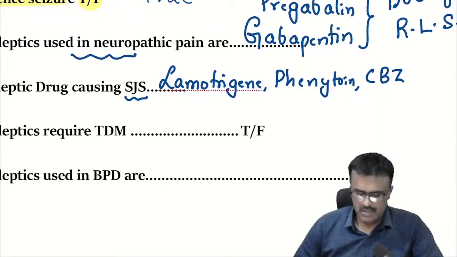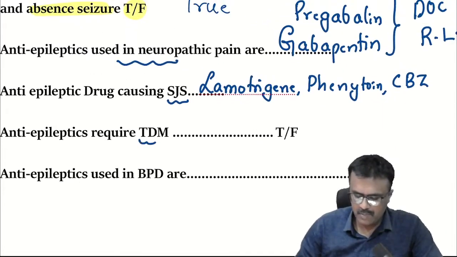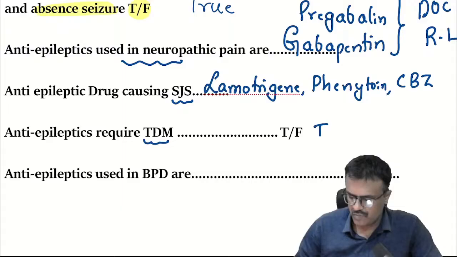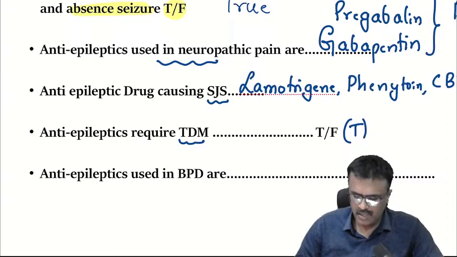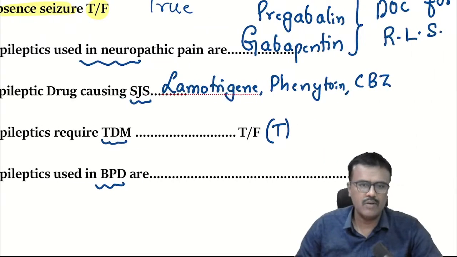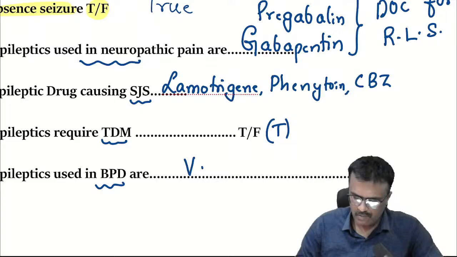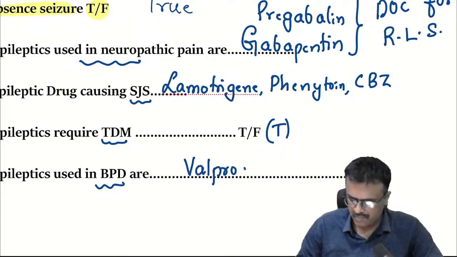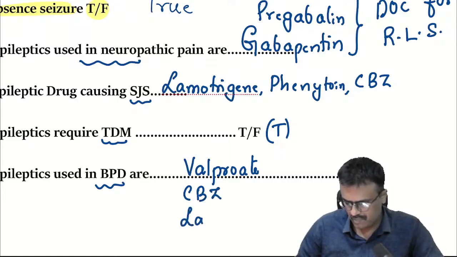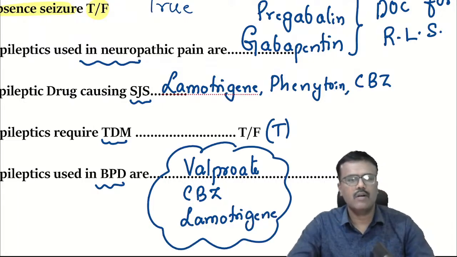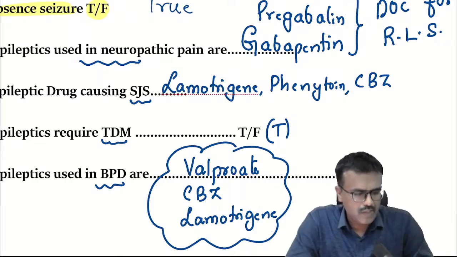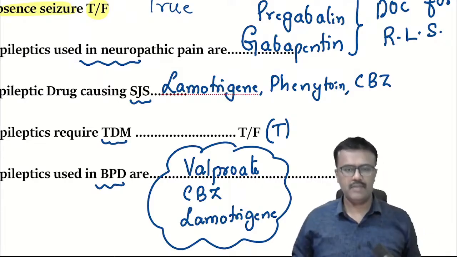The next thing is, do anti-epileptics require therapeutic drug monitoring? Yes, true. We have to monitor their drug levels. Which anti-epileptics are also used in bipolar disorder? Valproate, carbamazepine, lamotrigine. So these three are used for bipolar disorder also. So that is about anti-epileptic drugs.